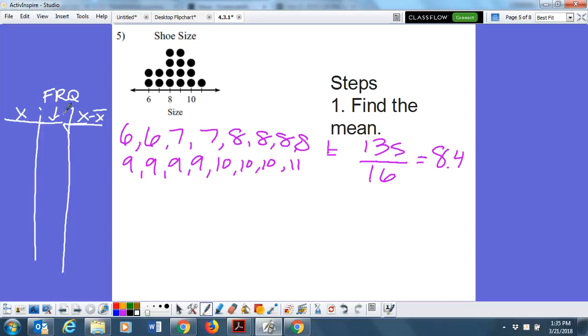All right, so X, we use that to represent our numbers. So what's the smallest shoe size that we have? 6, and then we have 7 all the way up to what? 11. So those are our X values. The frequency is how many times it's there. So how many 6s did we have? 2, and 7 was 2, 8 was 4, 9, 4, 10 was 3, and 11 was what?